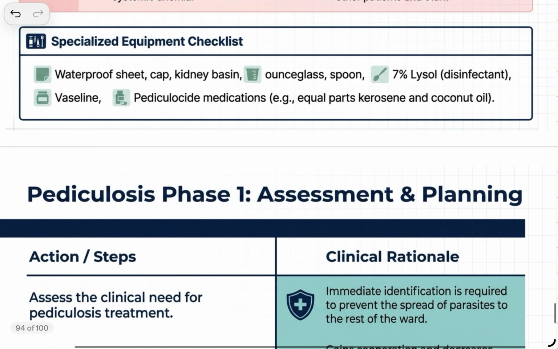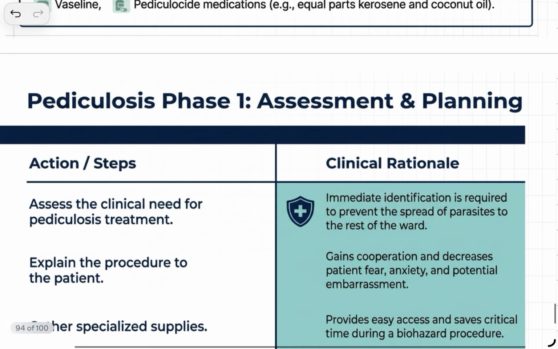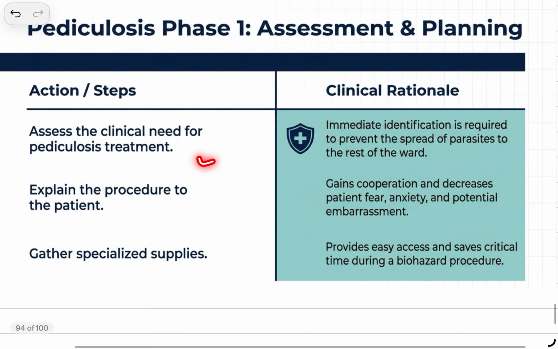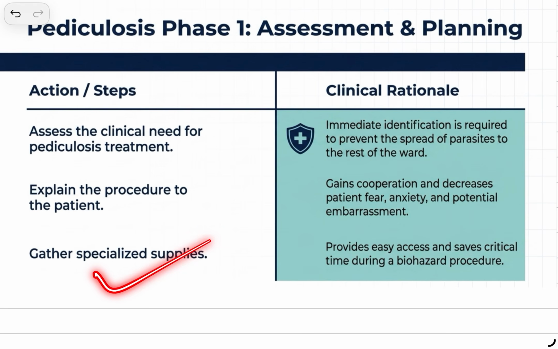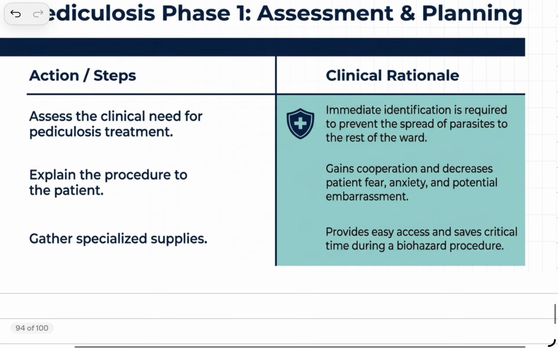Now coming to the equipment needed for pediculosis: waterproof sheet, cap, kidney basin, ounce glass, spoon, 7% Lysol, Vaseline, and pediculocide medications like a kerosene and coconut oil mixture. Understood? These are the equipment. Now we will see the procedure. Same as before, we need to assess the pediculosis, explain the procedure, and gather all the supplies as I said. These are the same steps as we have done previously.